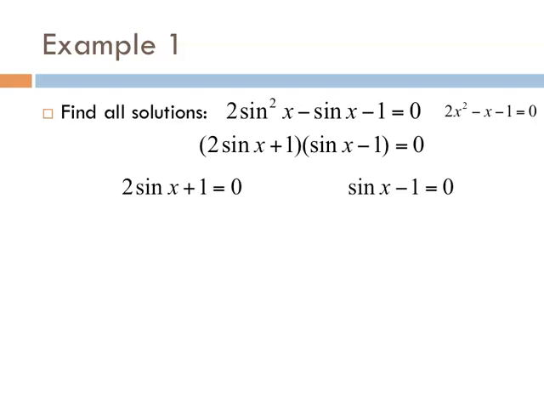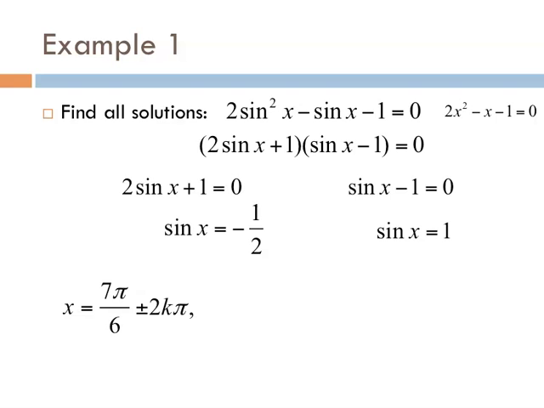So isolating sine of x, we have sine of x equals -1/2. Now you want to think about, where do we have an angle measure where sine of that angle measure is negative? So sine is negative in quadrant 3 and quadrant 4. With a reference angle of pi over 6, in quadrant 3 that would be 7 pi over 6. Now don't forget, in this problem it says find all solutions. So that would be 7 pi over 6 plus or minus 2k pi. And then in quadrant 4, that would be 11 pi over 6 plus or minus 2k pi.